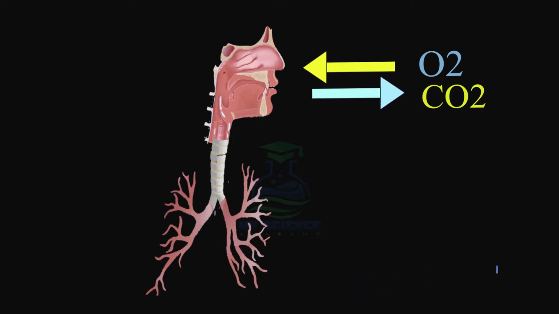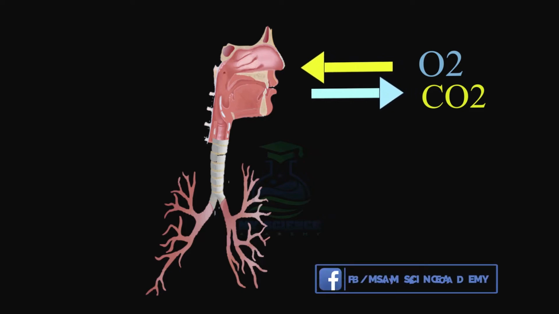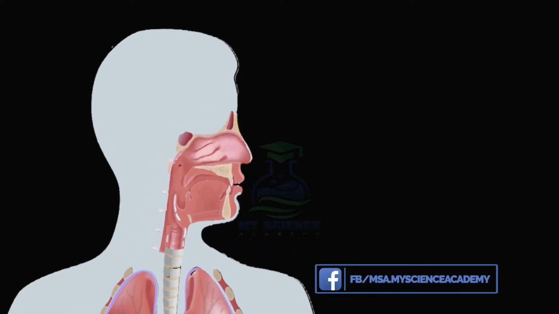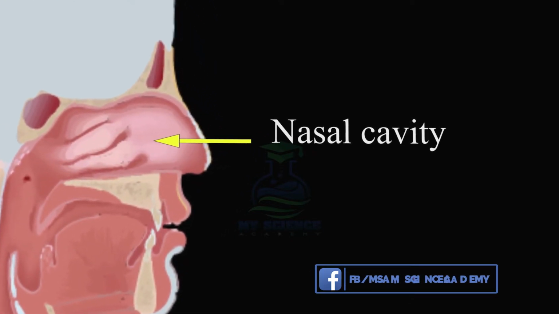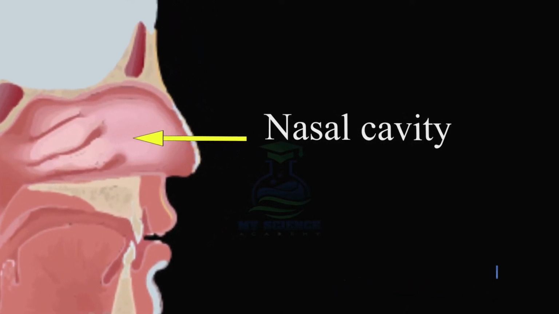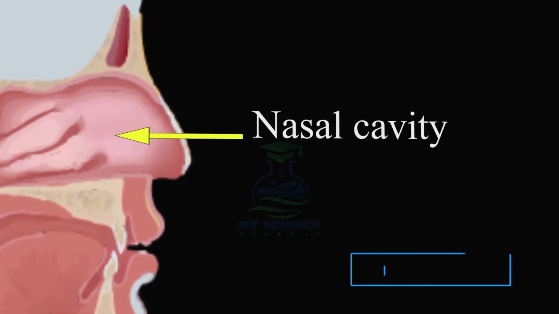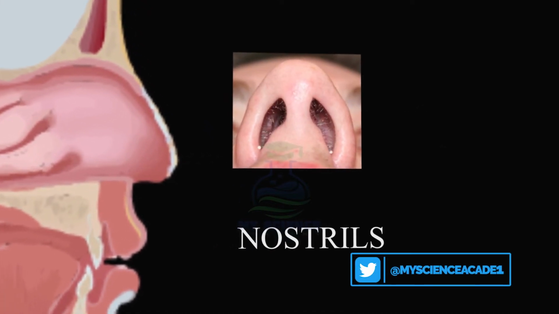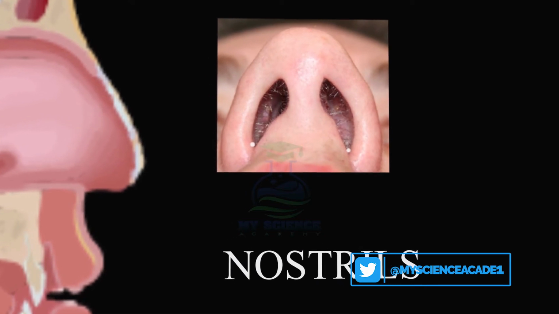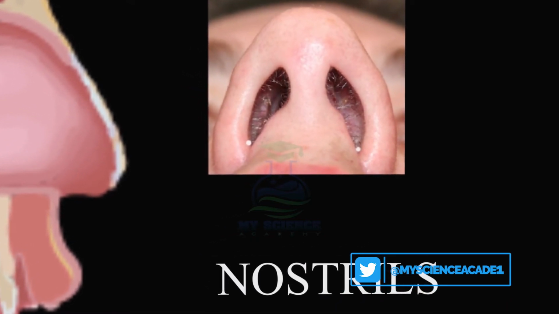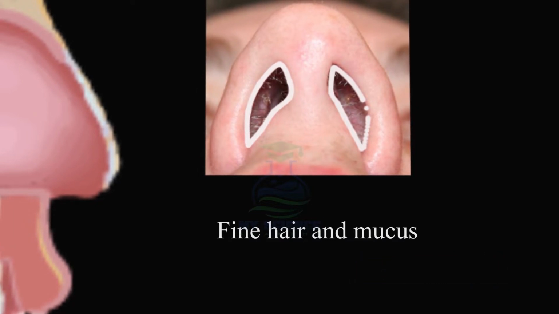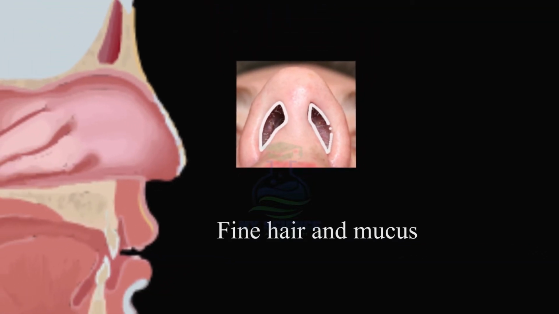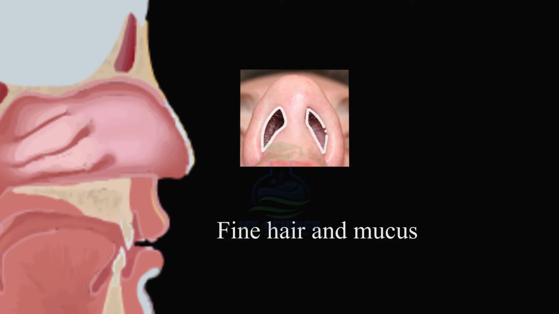The first part of the air passageway is the nasal cavity and the nostrils. Nose encloses the nasal cavity and it is divided into two portions by a wall that opens to the outside through external openings called nostrils. Each portion is lined by fine hair and mucus that filter the dust particles from air and make it warm and moist.